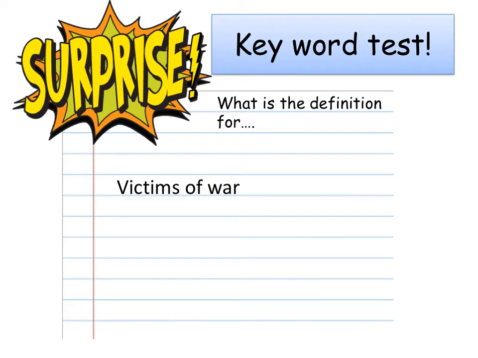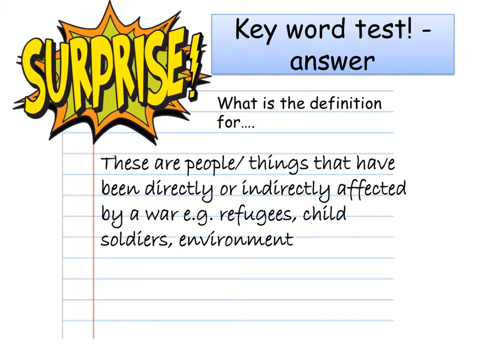It's time for a keywords test. The first keyword that I want you to define is the victims of war. Write down a definition for this now. Victims of war are people or things that have been directly or indirectly affected by war. For example, refugees, child soldiers, the environment.